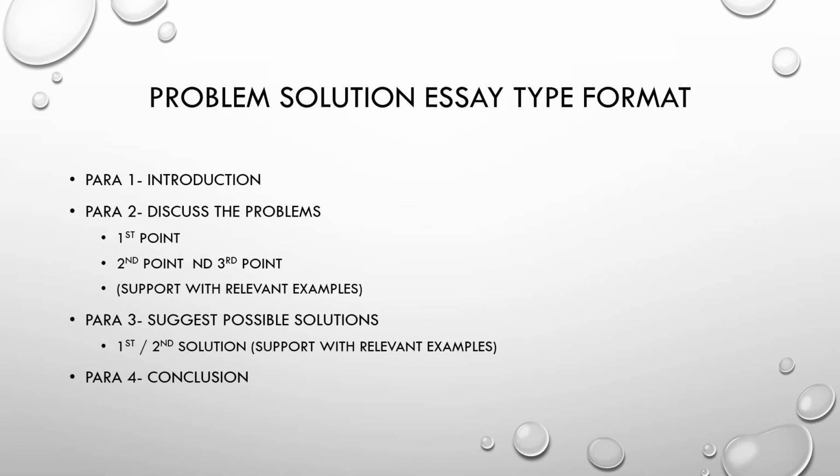So let's start with the problem solution essay type format. After I have identified that this question belongs to the essay type category for problem solution, I'm going to segregate it into 4 different paragraphs. The first paragraph will be an introduction. In the second para, I'm going to discuss the problems. I'm going to put it in different points. So the first point is the first problem, the second point, the second problem, and the third problem.